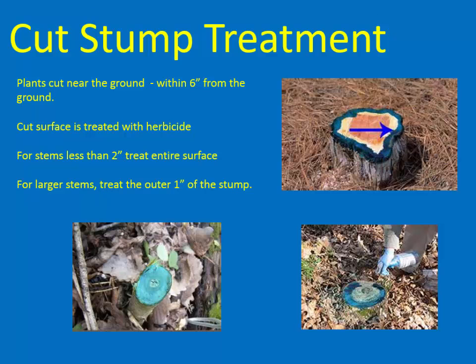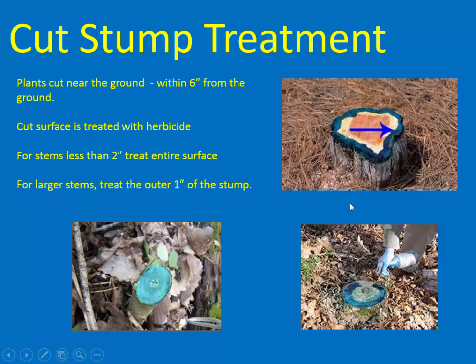Cut stump treatment is probably the one I use the most in the woods because most people have an aesthetic value of their woods. You don't want a bunch of dead trees just standing throughout. So cut the tree. You cut the plant, you've got to leave a little bit of a stump. I wouldn't say any more than 6 inches of a stump. And then you treat that cut surface with an herbicide.